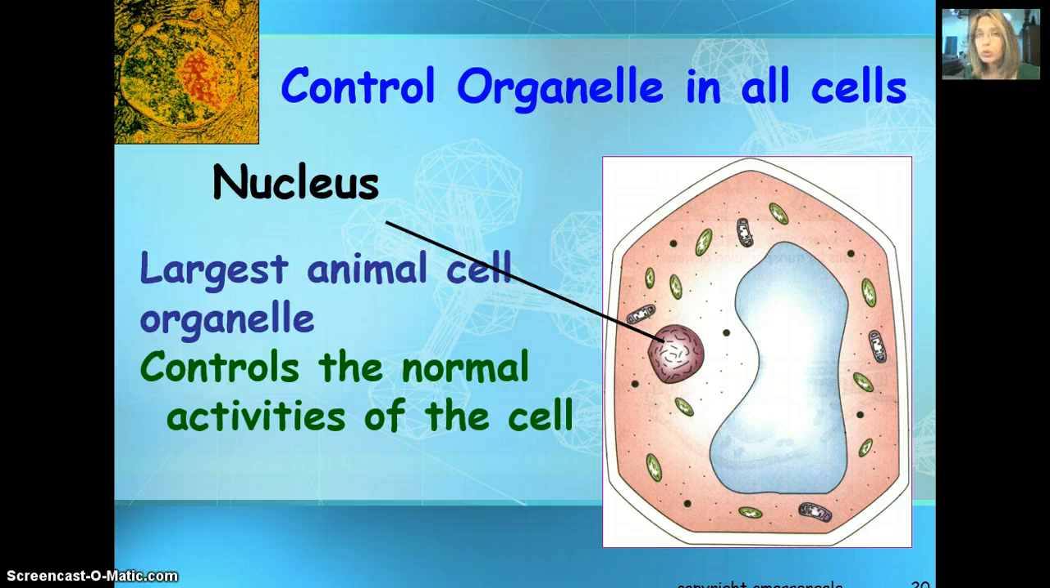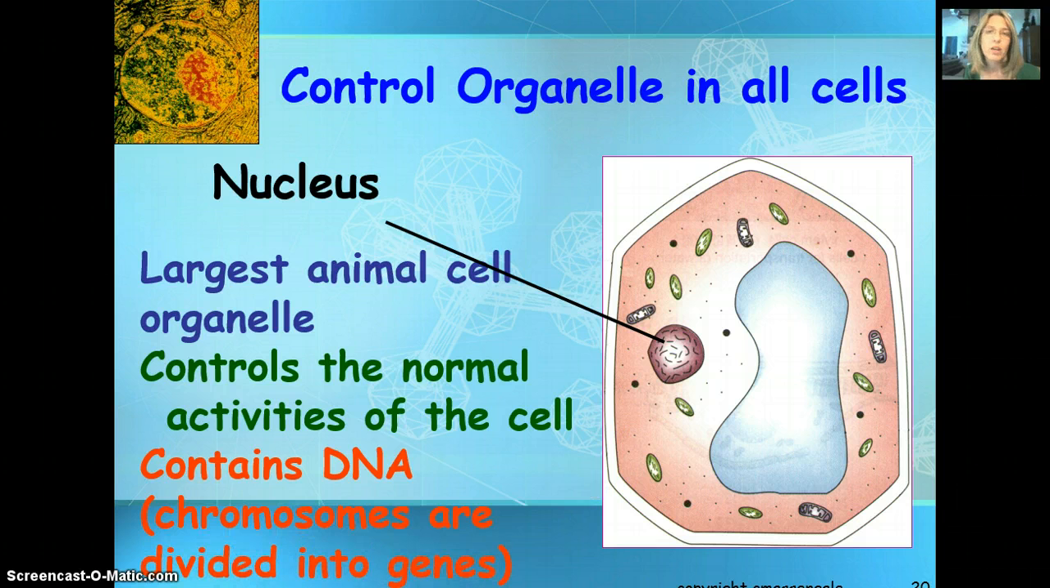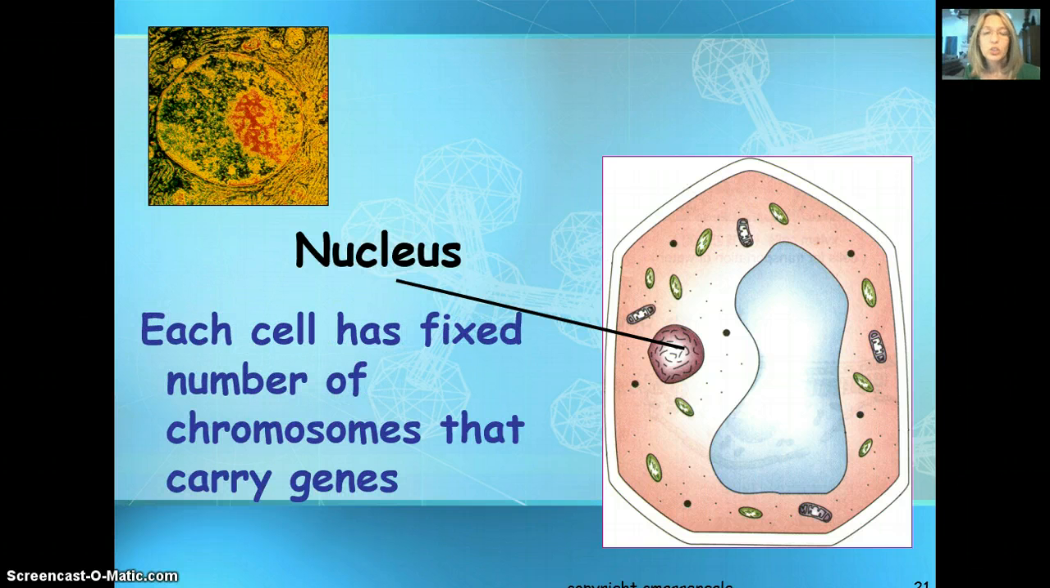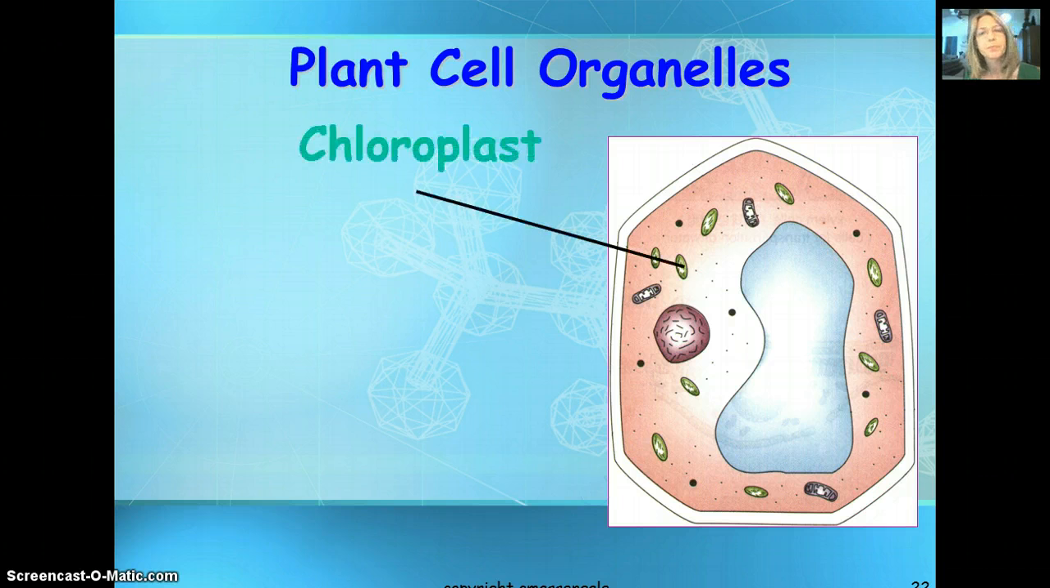It controls, it's the boss, it directs all of the activities of the cell because it has the directions, or DNA. DNA forms chromosomes. Chromosomes are divided into genes. This is genetic material. The nucleus has a certain number of chromosomes. Like in your cells, you have 23 pairs of chromosomes, and they control the characteristics through genes.